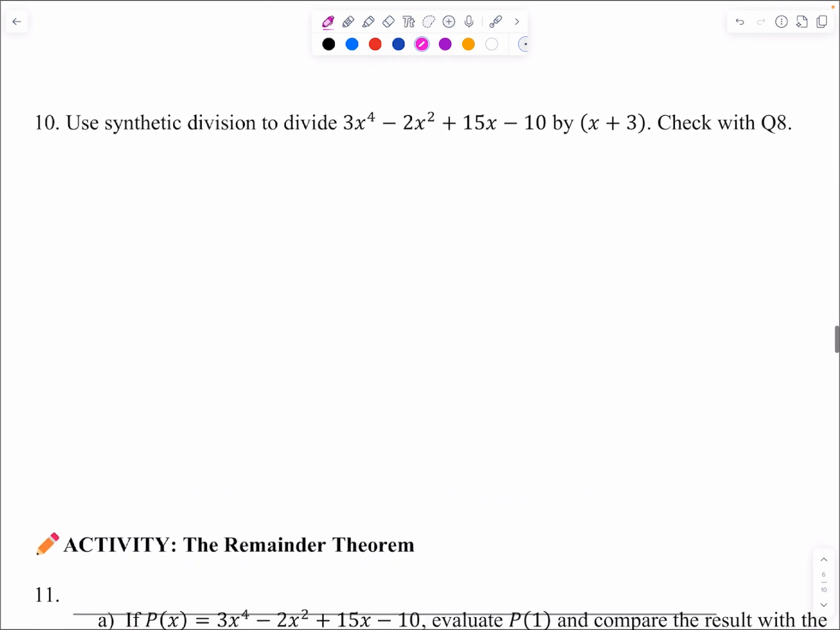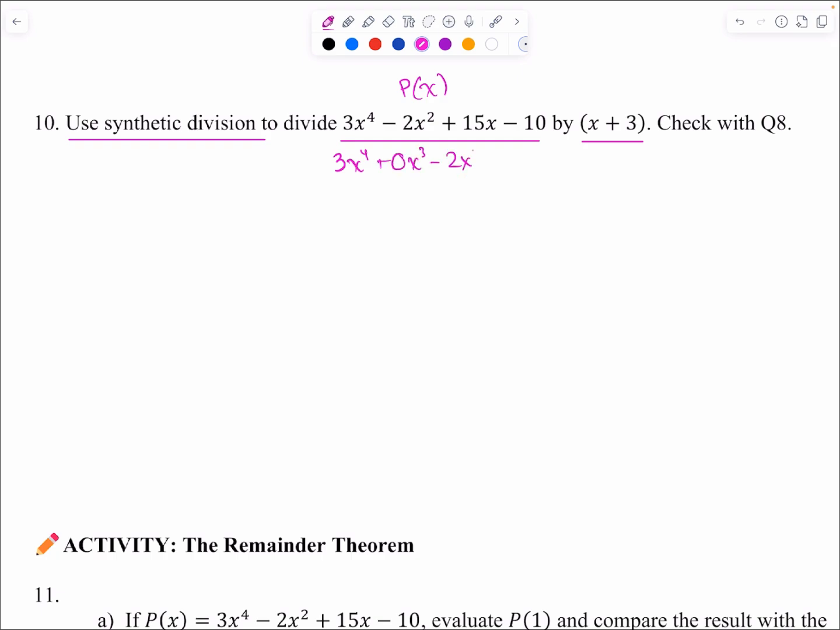Okay. So this one says use synthetic division. What we're going to do is divide this polynomial here, which is I think the same polynomial as above. We'll call it p of x, by x plus 3. So the strategy with synthetic division, again, I want to acknowledge that there's a missing term here. So we're just going to put a placeholder of 0x cubed.